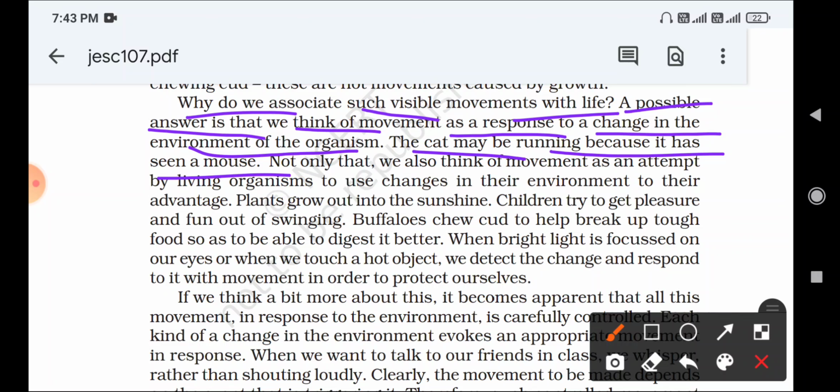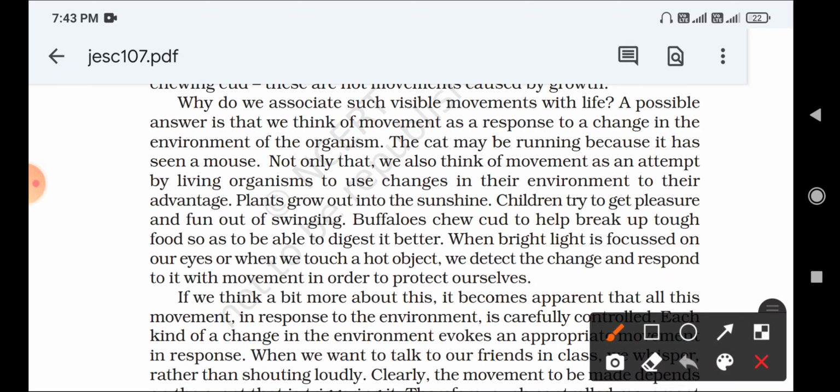Not only that, we also think of movement as an attempt by a living organism to use changes in their environment to their advantage. Some organisms show movements as an attempt to take advantage of changes in the environment. Something changes in the environment, and they adapt to those changes for their survival.